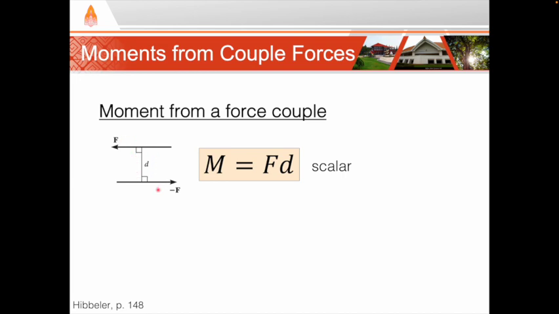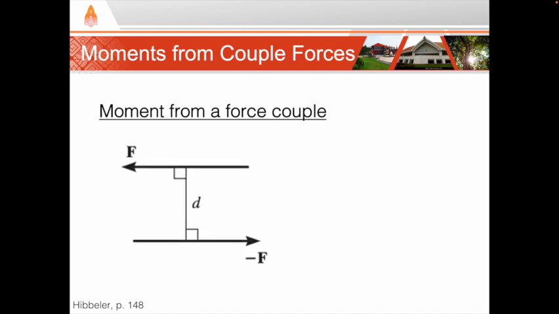For vectors, it is r cross F, where r is any vector that goes from one force line to the other. So it could be any of these vectors r. Because we can use any vector r that goes from one force to the other force, it lets us choose where we want to draw the vector r, and you can choose any point. And so let's look at an example of that.